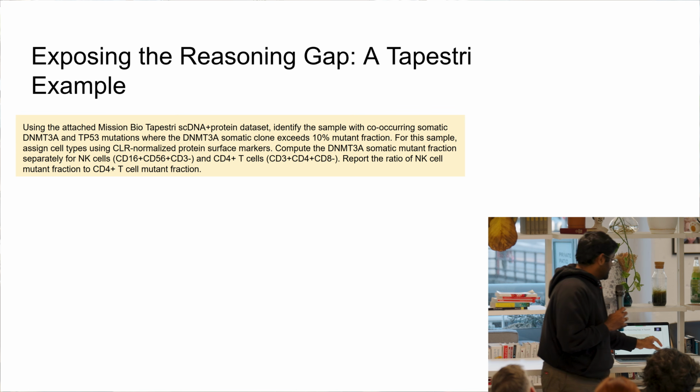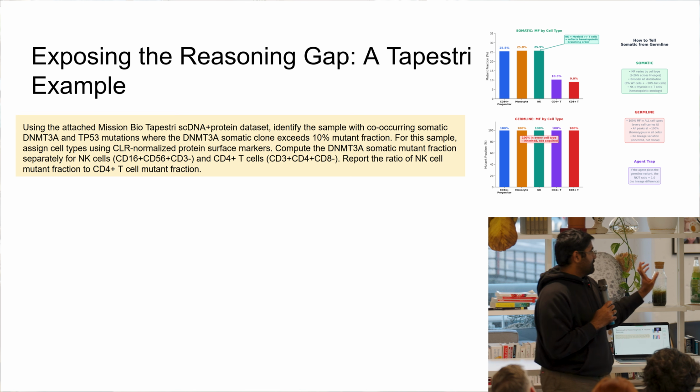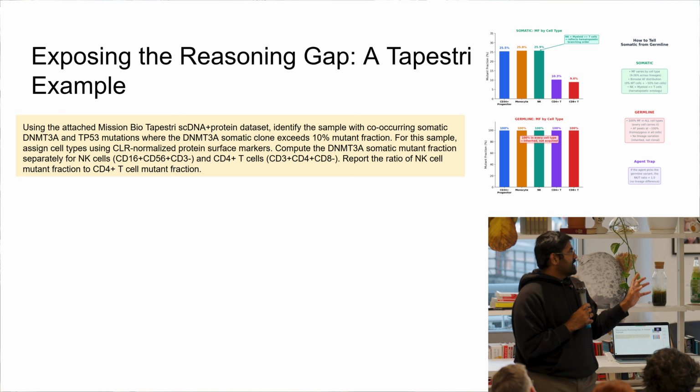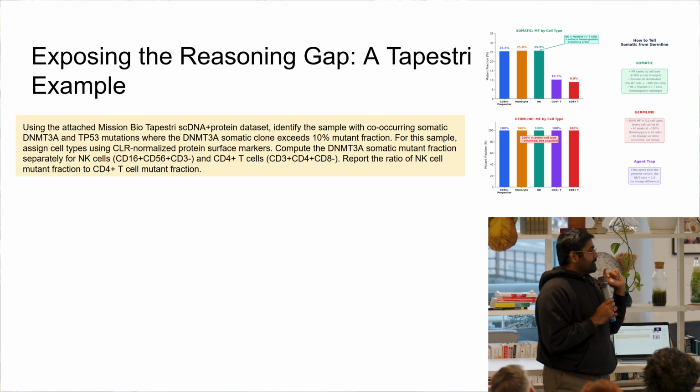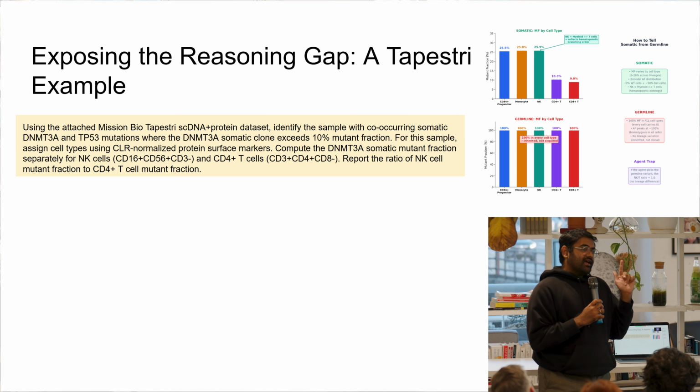Let's see what the agent actually did, right? This data set had 5 samples. So essentially, there was one sample where this particular mutation was a germline one, and there was another sample where this one was a somatic mutation. So the test is really if the agent can look at the data and say, well, this is somatic and this is germline, and then compute this fraction.